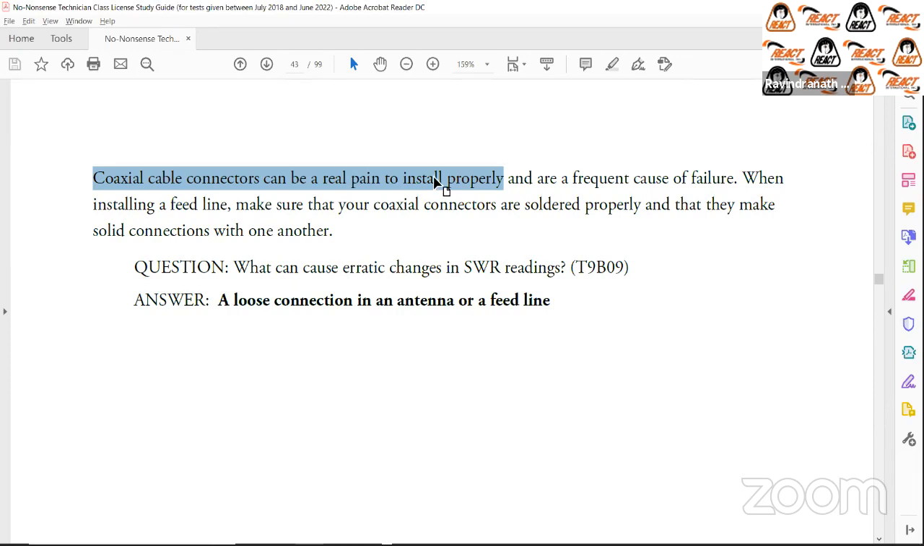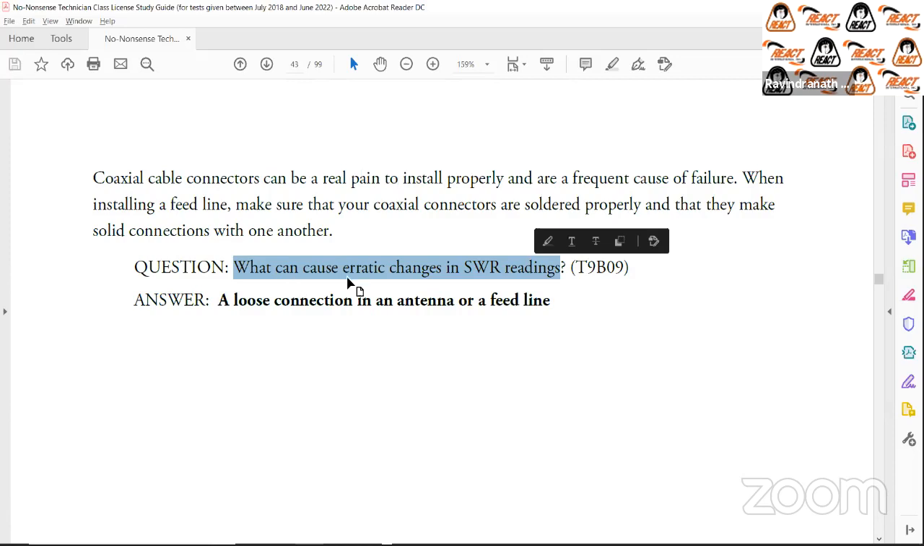PL259s might be a little bit easier to install compared to the N-type connector. So that's why they're talking about could be a real pain. Yeah, N-type connectors could be a little bit challenging, but certainly doable. Question in the question pool. What can cause erratic changes in SWR readings?